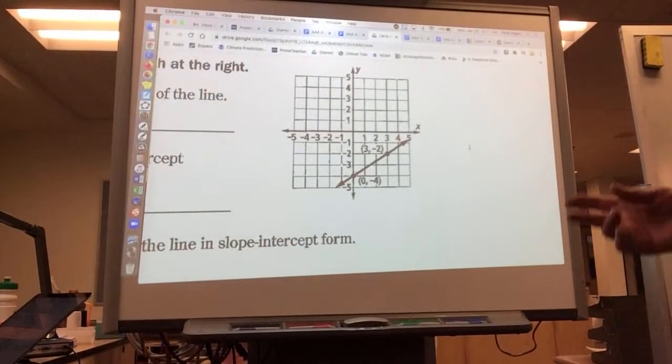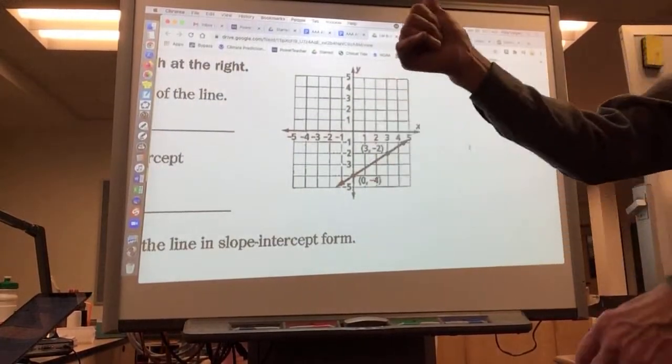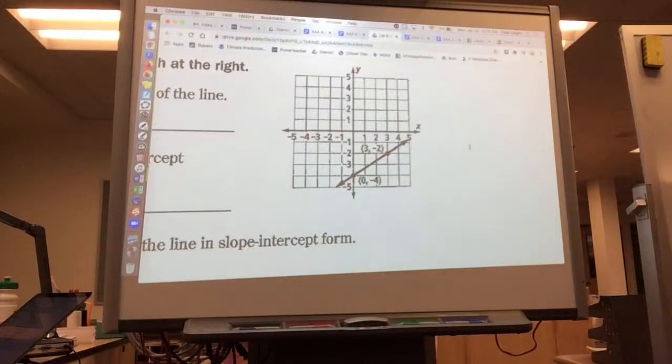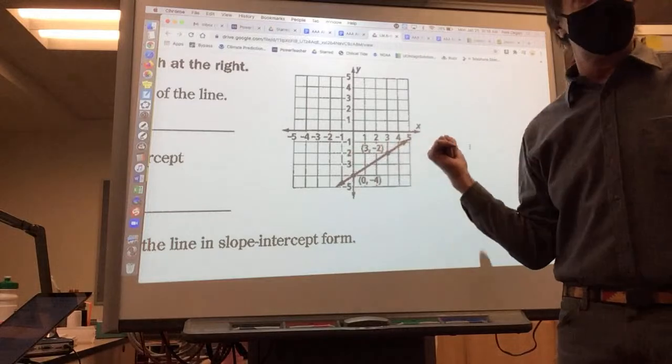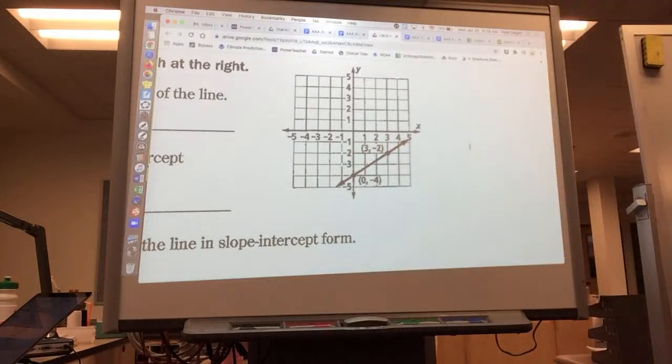So it's going to be the change in the y divided by how much the x changes. If you look at the line, is that slope positive or negative? It's positive, because the numbers are increasing as you go left to right. So thinking ahead, whatever my slope is, it's going to be a positive slope. It's good to know ahead of time.